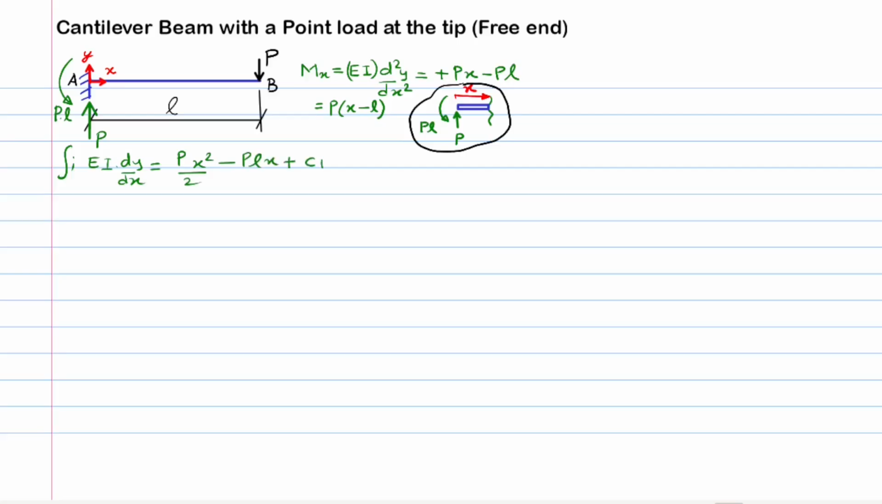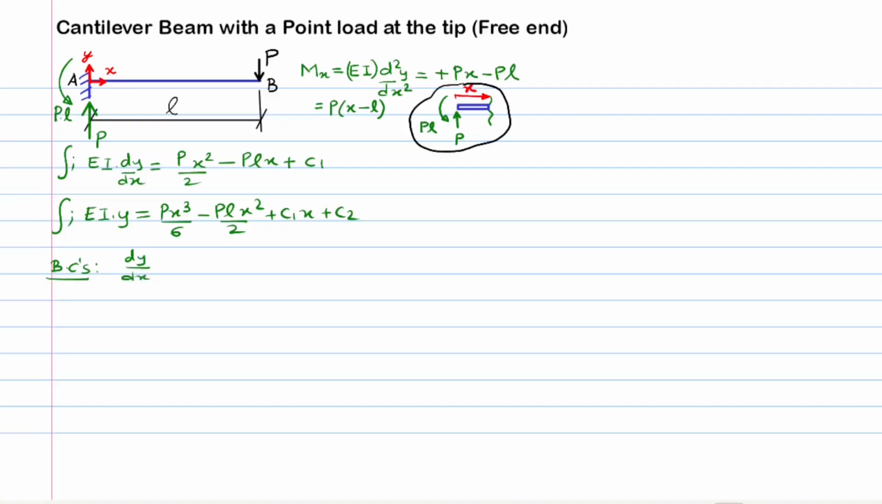C1. Integrating once more, we get the deflection equation, that is EI times y is equal to P times x cube over 6 minus P times L times x square over 2 plus C1 times x plus another constant of integration, that is C2. To find these unknown constants, we introduce two boundary conditions.